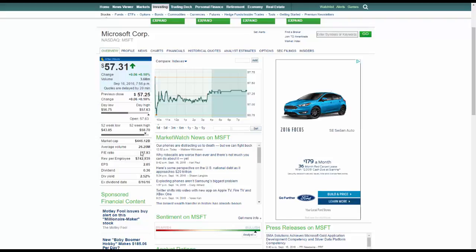So you can see that if this price per earnings ratio is higher for Microsoft than it is for Apple, then the cost for the earnings may be higher for Microsoft. So you might be paying a little bit more in comparison to Apple if you have a higher PE ratio.